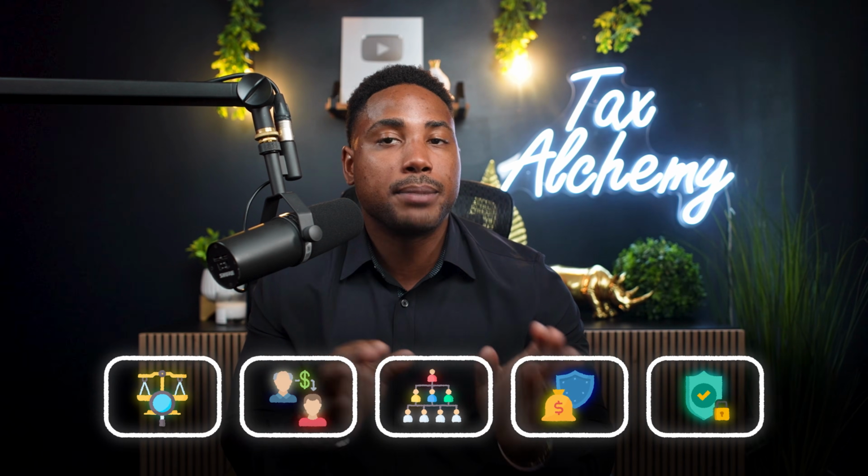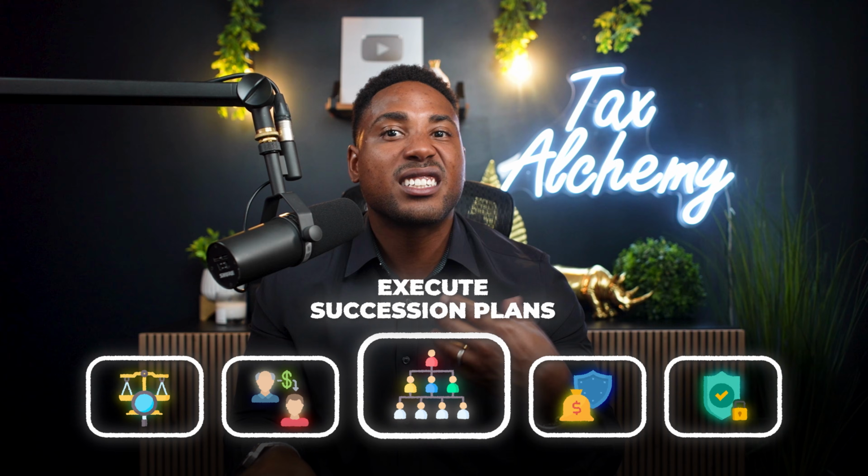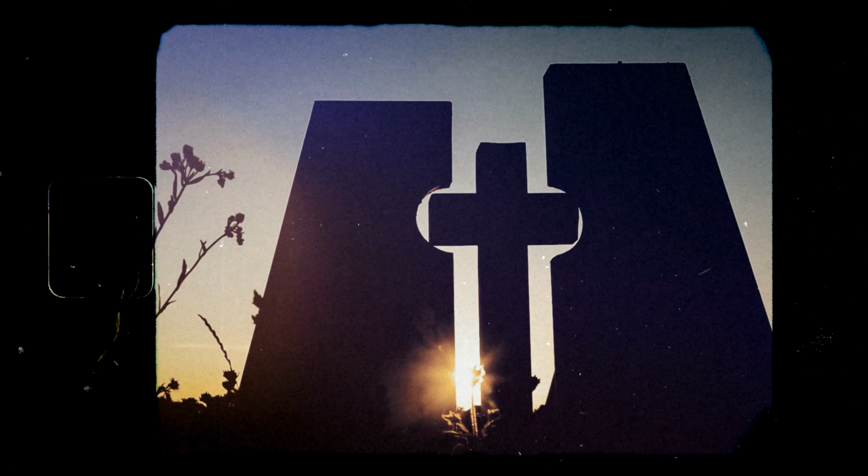Another crucial advantage of business trusts is that they can execute succession plans. So if a company does not have a succession plan in place, that can be a major problem when a key owner of the company dies or becomes incapacitated. If you have a business trust, on the other hand, you can use this trust to carry out your succession plan.